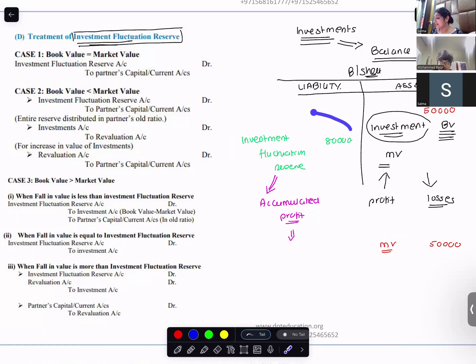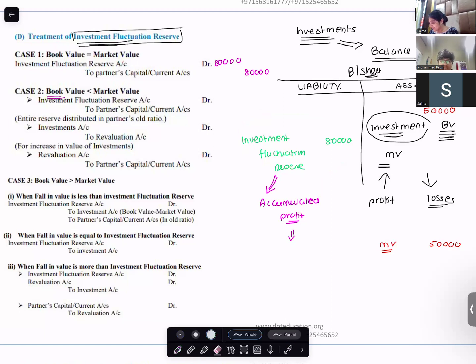The entire investment fluctuation reserve, the benefit of this would be distributed to the partners because there is no claim that is created. So it will go to the partners' capital account, and investment fluctuation reserve will be debited by the full 80,000. Are you with me? Okay, fine. Now case number 2.